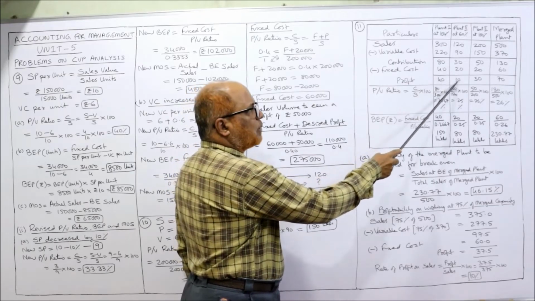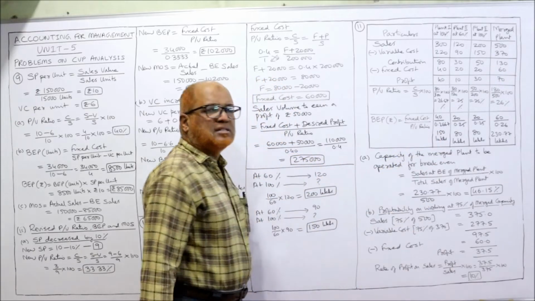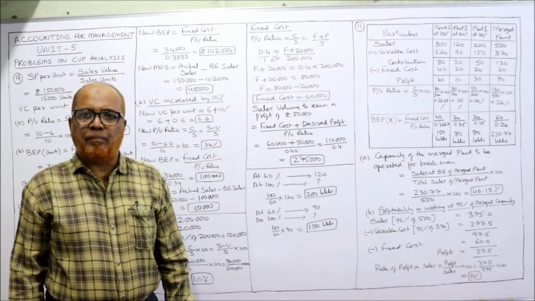30 minus 20, 10 profit. 50 minus 20, 30 is the profit. 130 minus 60, 70 is the profit. So we got the profit.